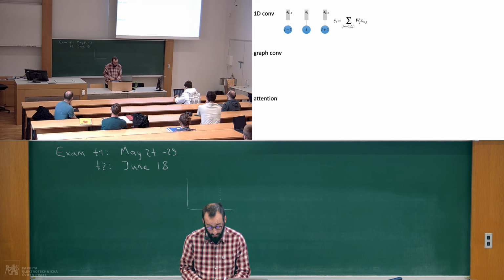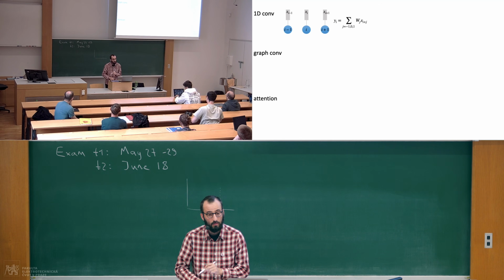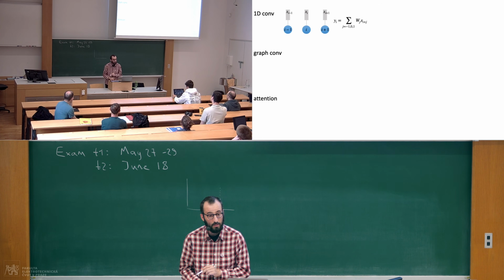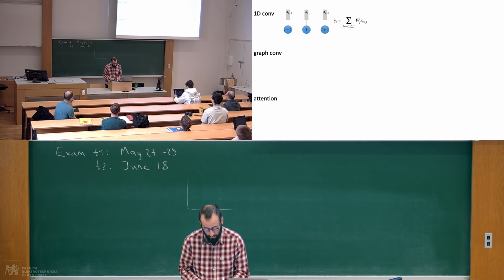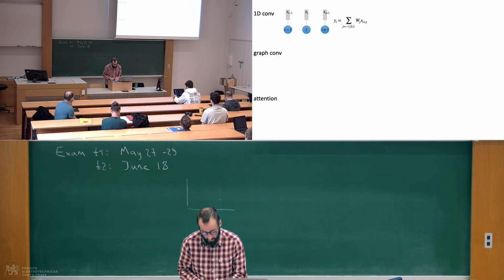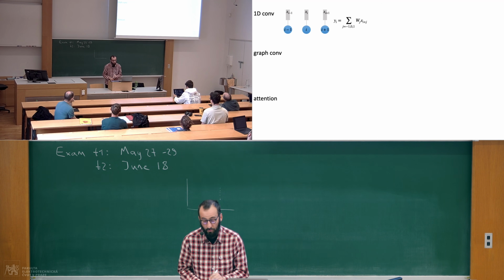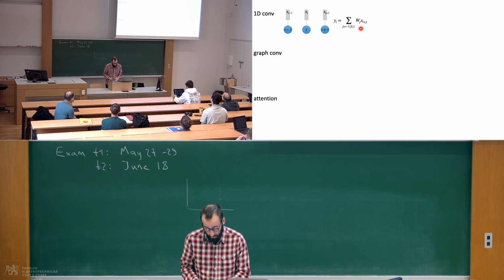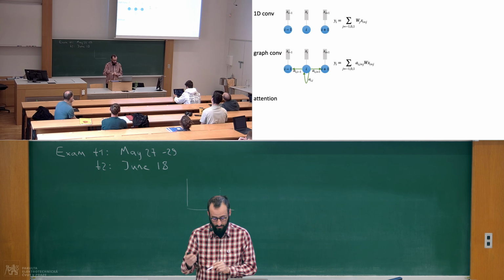So, what do we have here? Three elements in a sequence, a one-dimensional signal, and the corresponding representations. In 1D convolutions, the same as we were doing the other time, the output representation for node i is a projection of all those, a different projection based on their position. So three different projections and aggregation.